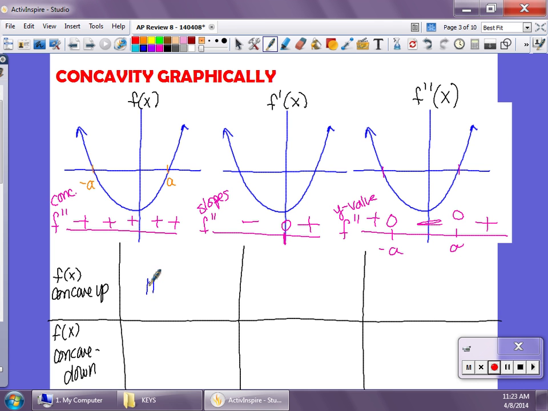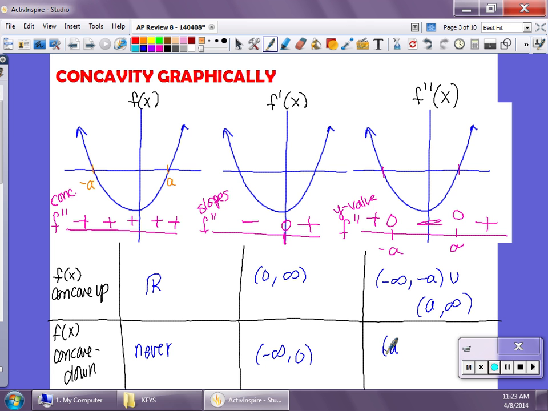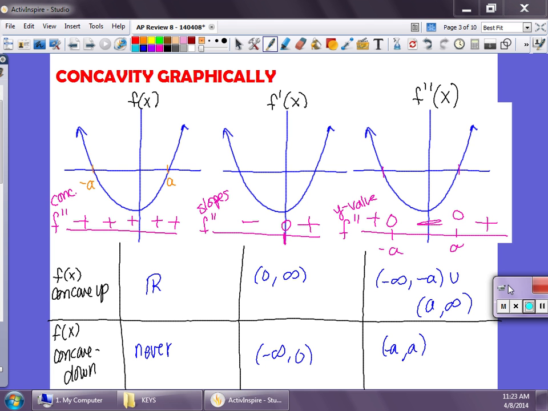Concave up, always. Concave down, never. Concave up from 0 to infinity. Concave down from negative infinity to 0. And then concave up here would be from negative infinity to negative a, union with a to infinity. And then this one would be the in-between, which would be negative a to a. And then if they ask you for a reason, give the definition, because f double prime is positive.